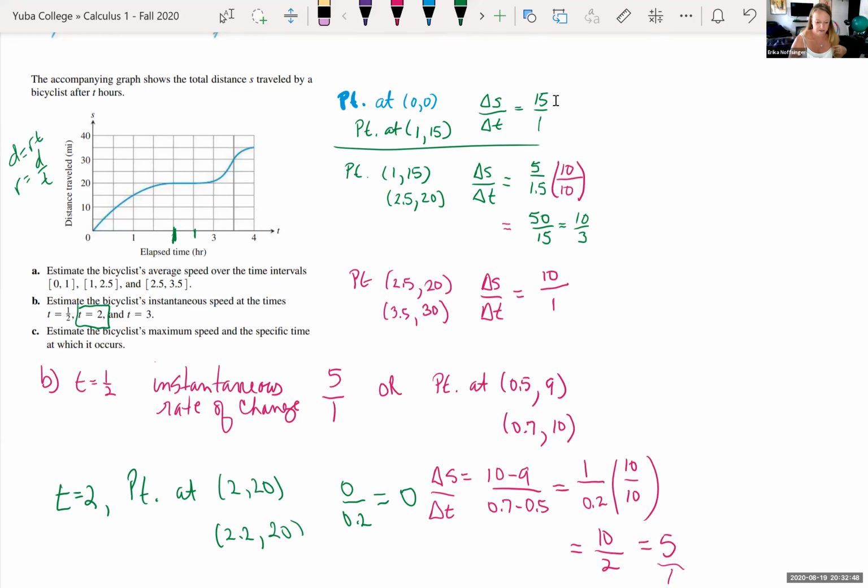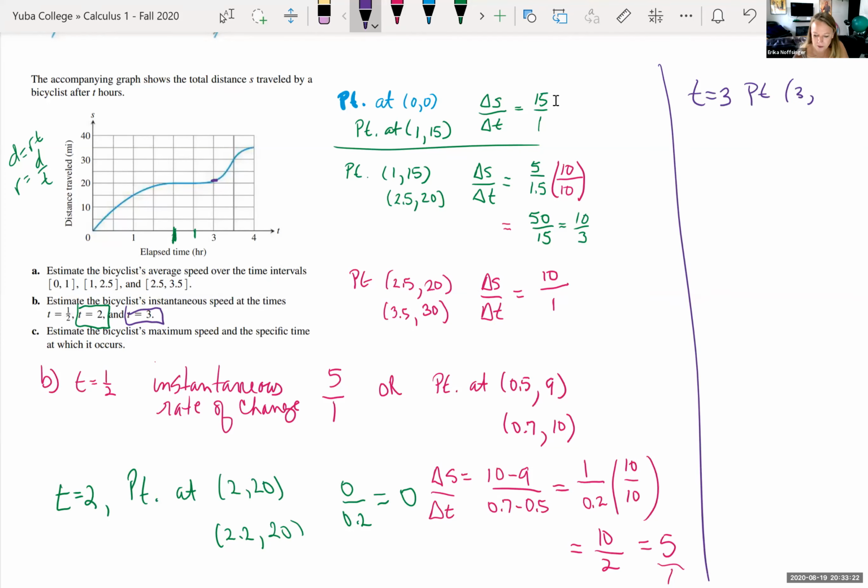So I'm going to, if it's okay, skip part, well, actually maybe 3 is better. So t equals 3. So go to t equals 3. It looks like it's a little bit above this 20. And so t equals 3, I have a point at 3, and I would say maybe they've gone 0.1 mile. So that's 20.1. Actually, 21.